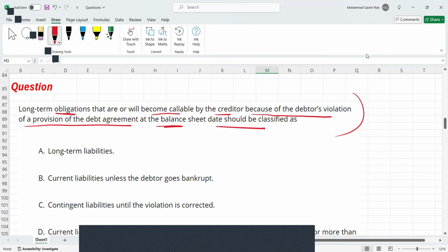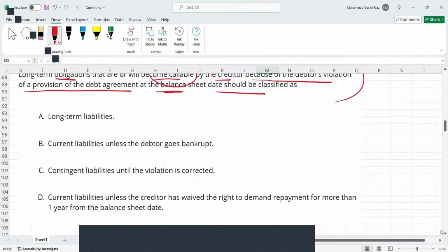So for example, if I violate the condition, I would pay the whole amount immediately and it will become my current liability. But if the relaxation is given by creditor side, lender side, so maybe if the lender asks me, no need to pay immediately, I can pay on routine basis, so then it is another matter. So here we go. That's why look at option D, current liabilities. This should be recorded as current liability until the creditor has waived the right to demand payment for more than 1 year from the balance sheet date. Understood? This is the option because it is your current liability. So it's not a long-term liability.